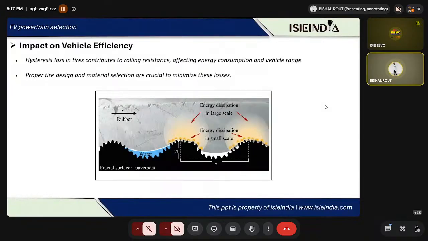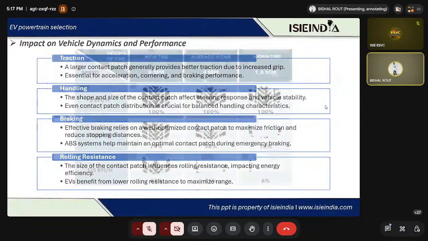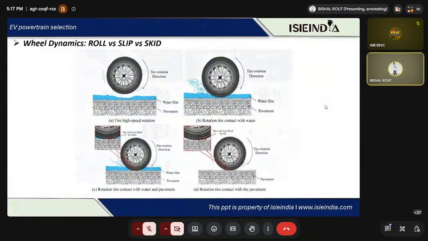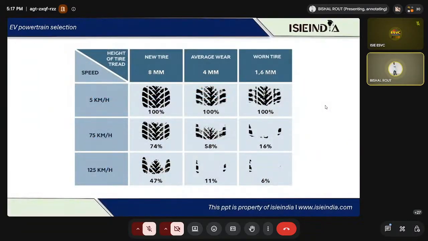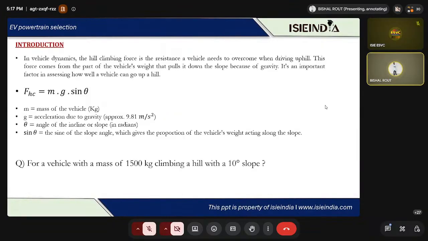Right. So this is hysteresis loss. This is the contact patch where the hysteresis loss can take place. Right. This is what is called a new tire, average wear tire, worn tire. But again, there are a lot of things, so we are not going to cover this. Right. So we have covered two things: one is the aerodynamic drag force and the other is the rolling resistance force.